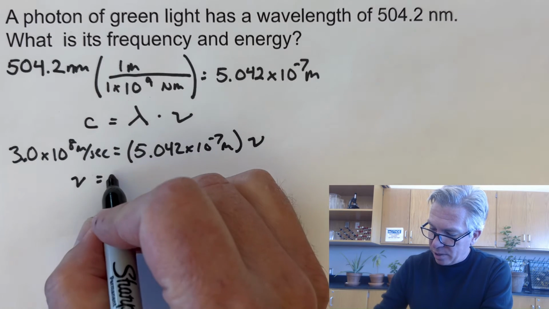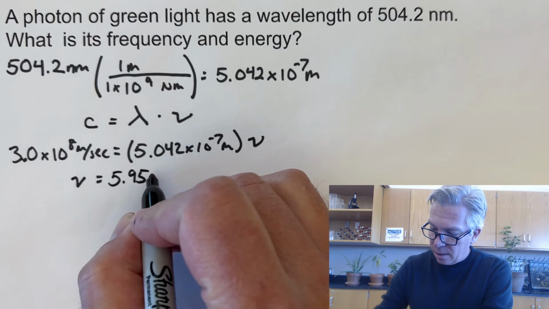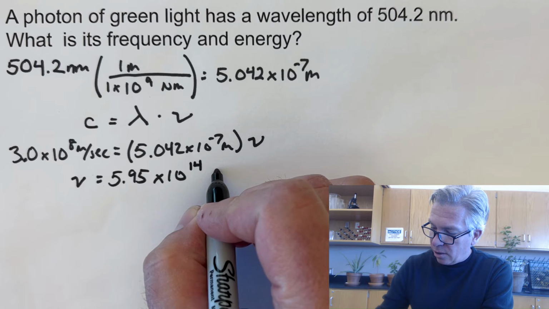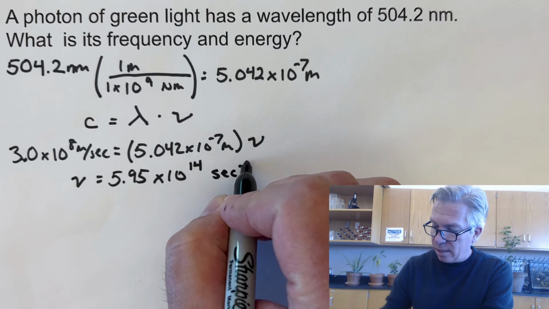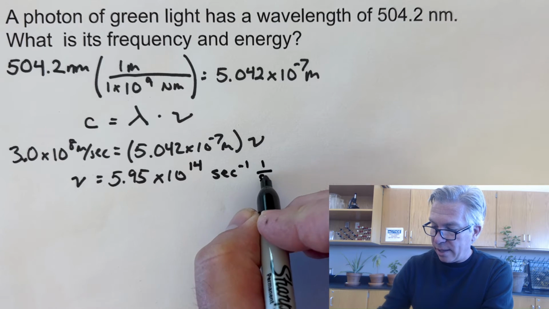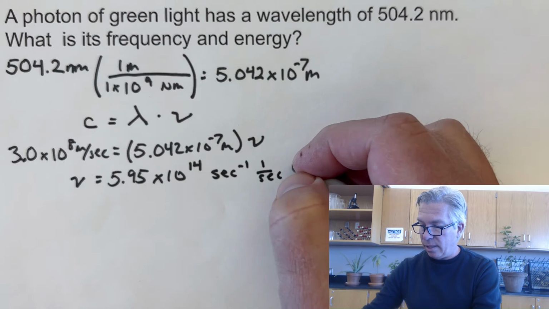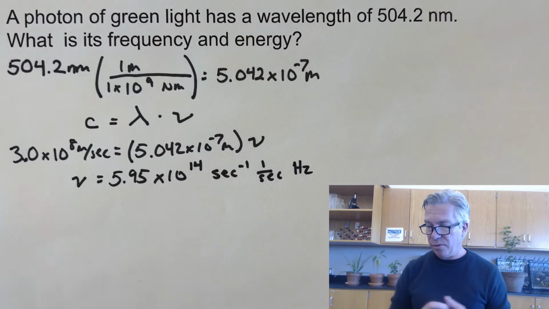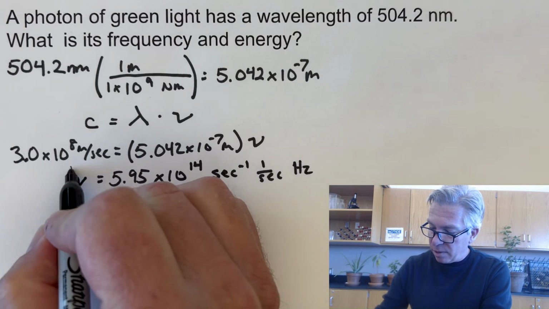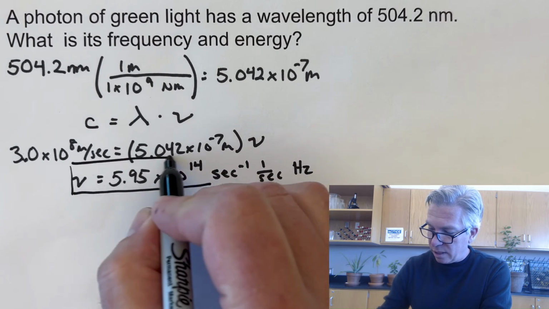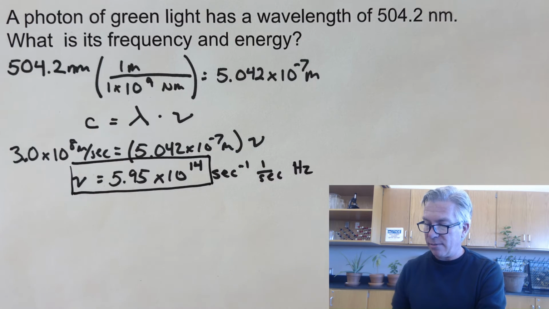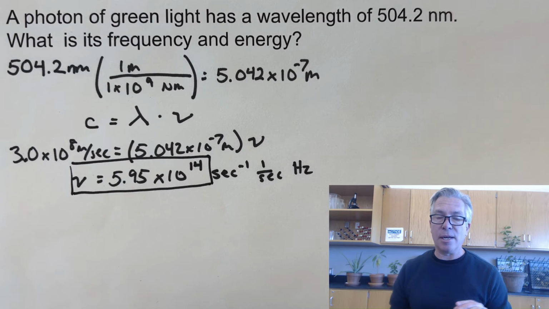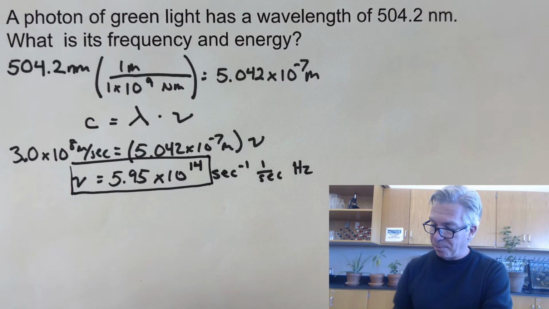I got 5.95 times 10 to the 14th. And that's in hertz, or seconds to the minus 1. You could also write it as 1 over seconds, or even, like I said, hertz is also a possibility. And those are all equivalent units. But for visible light, you should get something times 10 to the 14th as your exponent. And that's 595 trillion times that little photon is going up and down every second as it travels.